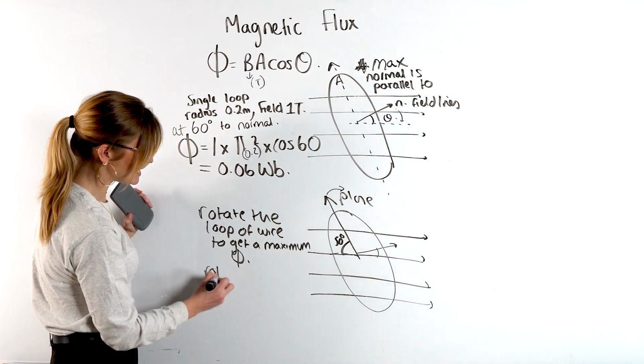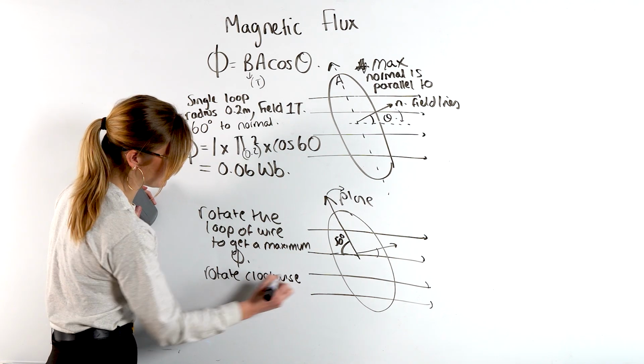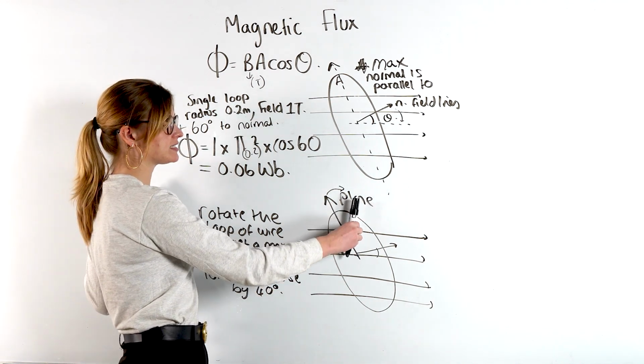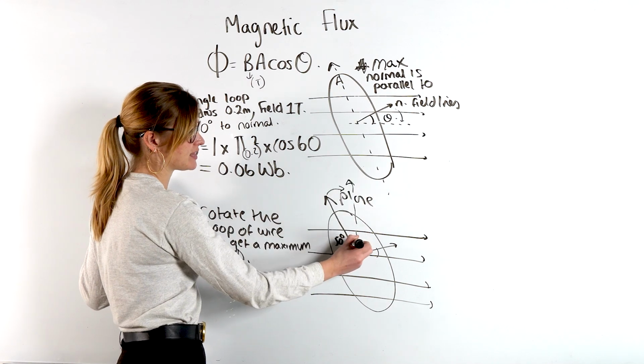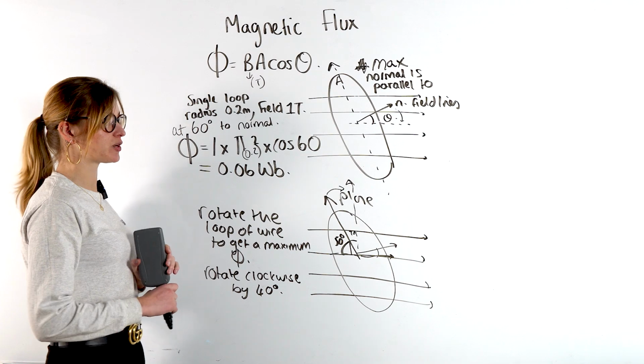So what we're going to do is rotate clockwise by 40 degrees. If we rotate clockwise by 40 degrees, that's going to end up making this angle 90 and our normal parallel to our field lines. And that's where we're going to get a maximum.